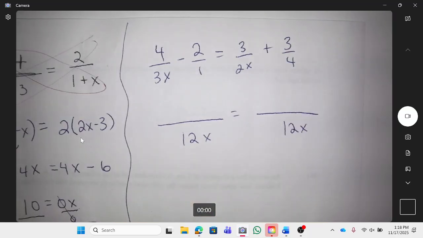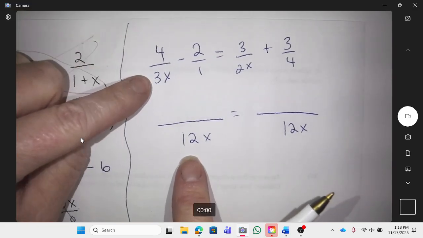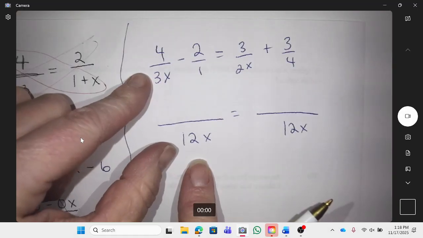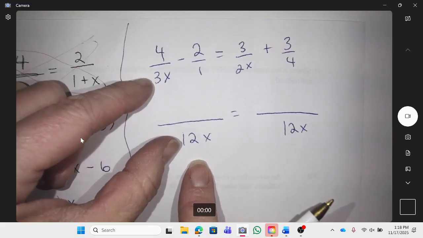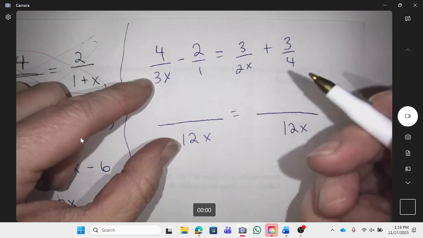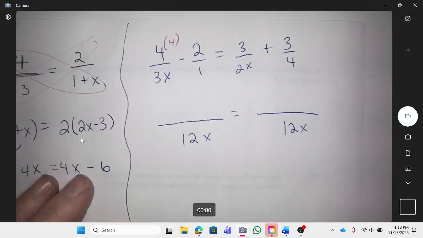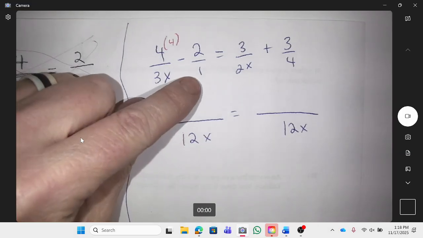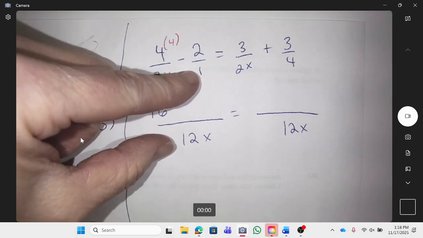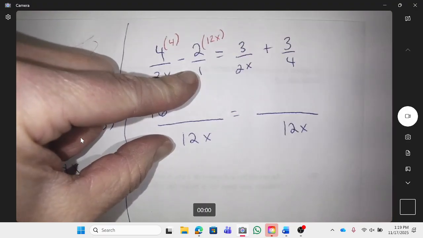Okay, here we go. Changers. First fraction had the 4. So, what are we changing by? Look at 3x to 12x. What did you change by? 4. So change the top by 4. Next fraction had a 1, now a 12x. Therefore, I've changed by 12x.